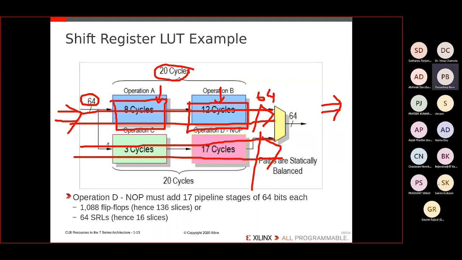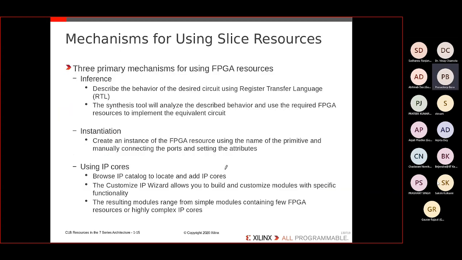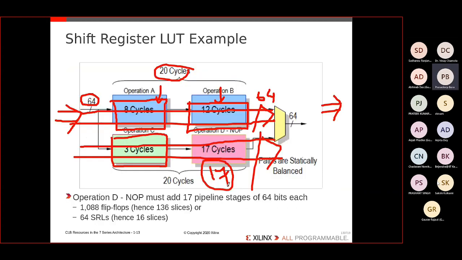But in this parallel path, we have only 3 clock cycles for operation C. So 17 clock cycles before the data will come. So what I need to do? I need to slow down the data. I need to register the data for 17 clock cycles. Correct? So this is my objective. Now, how to come up with the solution for that? For 17 clock cycles, I need to stop the data. That means for 17 clock cycles, I need to register it.